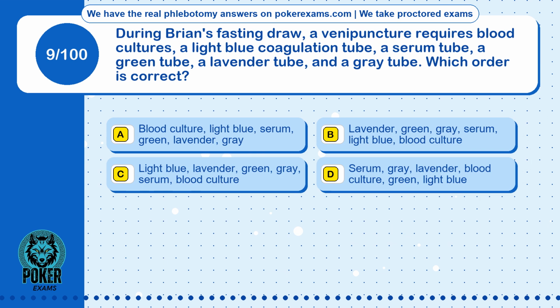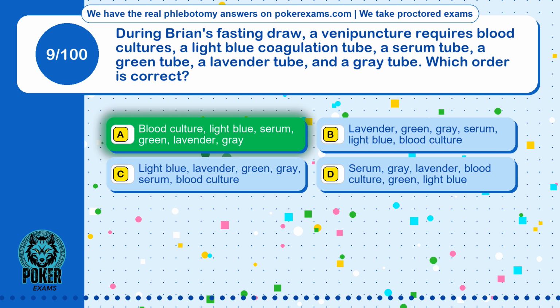Question 9. During Brian's fasting draw, a venipuncture requires blood cultures, a light blue coagulation tube, a serum tube, a green tube, a lavender tube, and a gray tube. Which order is correct? Option A, blood culture, light blue, serum, green, lavender, gray. Option B, lavender, green, gray, serum, light blue, blood culture. Option C, light blue, lavender, green, gray, serum, blood culture. Option D, serum, gray, lavender, blood culture, green, light blue.